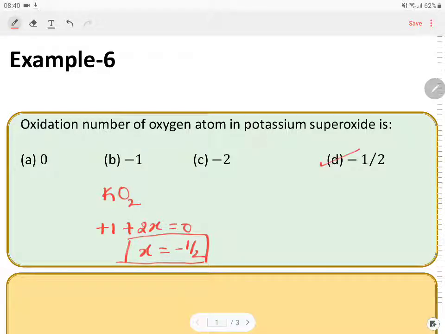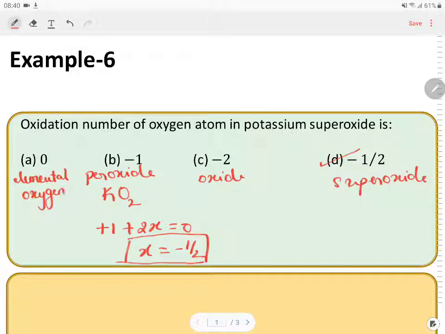If it is minus 2, it must be an oxide. Minus half means superoxide. Minus 1 is peroxide. And 0 means it is elemental oxygen, O2. So this is how you can solve questions like this. If the formula is not given, you must be familiar with this concept. Thank you.